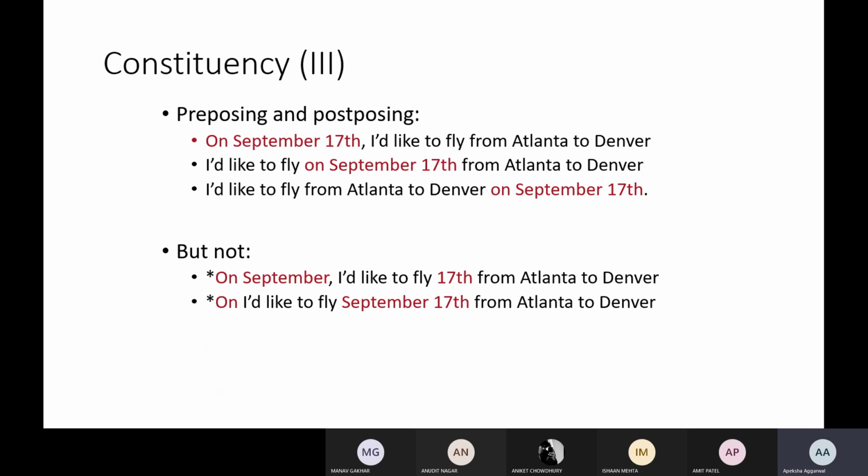Then there is preposing and postposing. For example, on September 17th is fine, but on and September 17th separately is not fine. This does not mean a constituency.